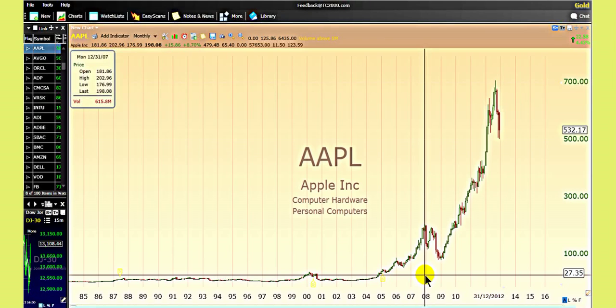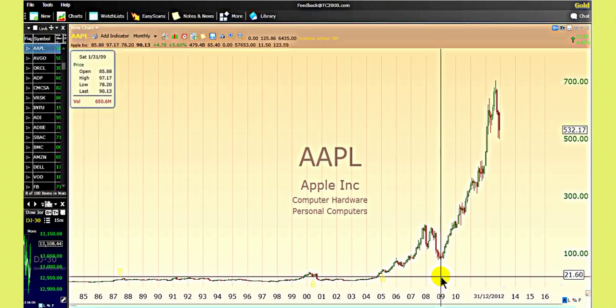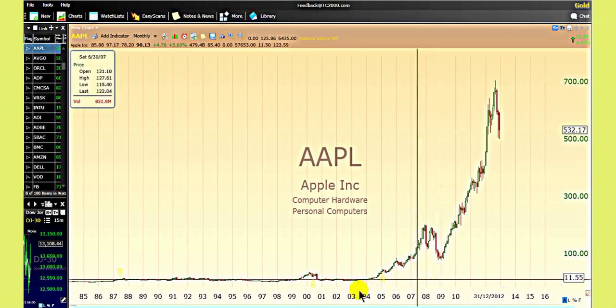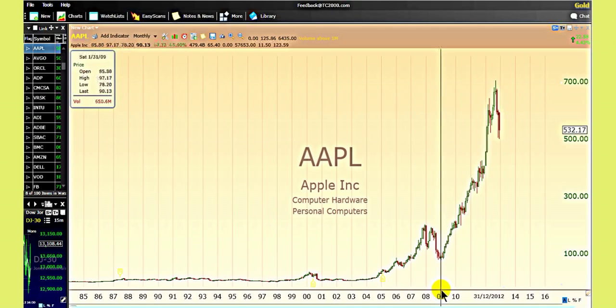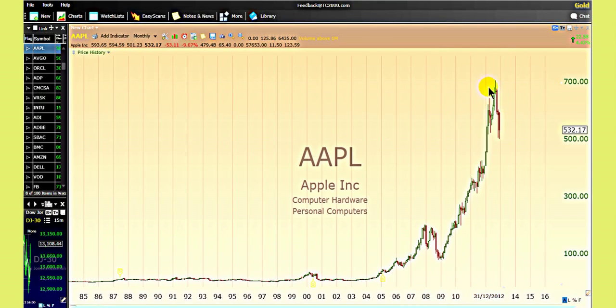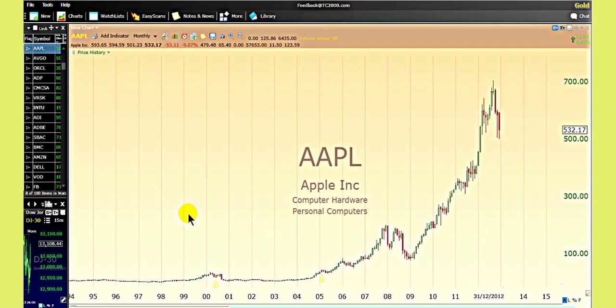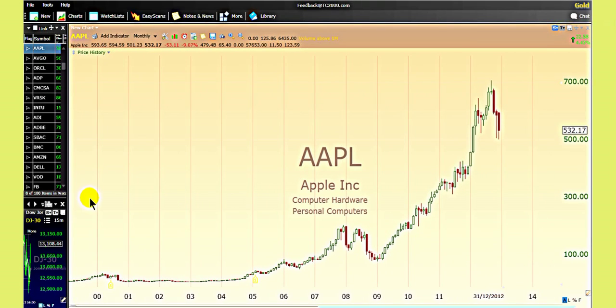From 2008 up to 2009, that's the corrective phase of the Elliott wave cycle. But from 2003 to 2009, that's one Elliott wave cycle for Apple stock. From 2009, a new cycle has begun for Apple stock, and so far we have 5 waves. We will see whether we will see another ABC correction.